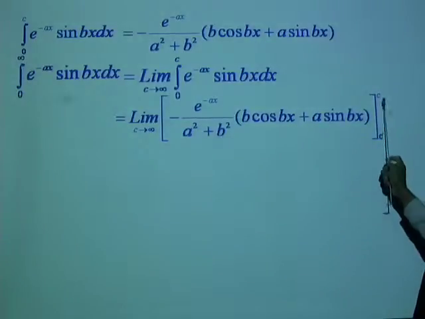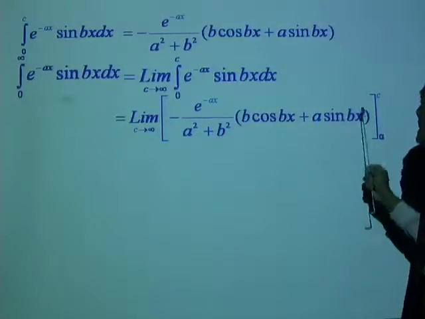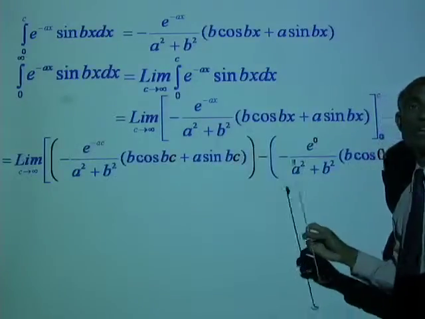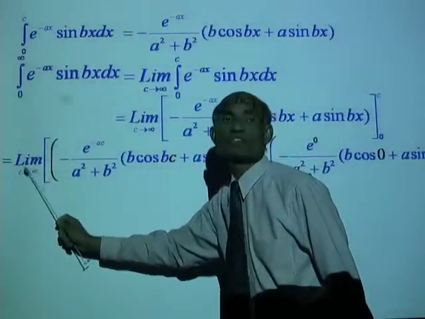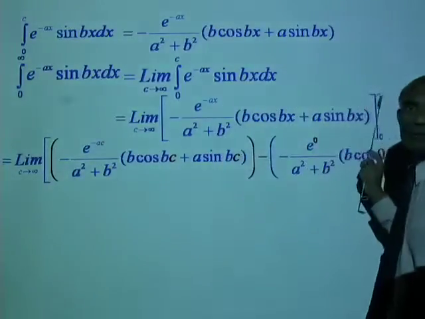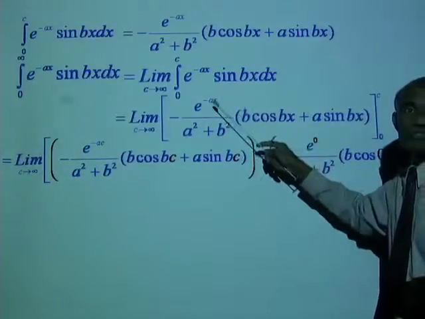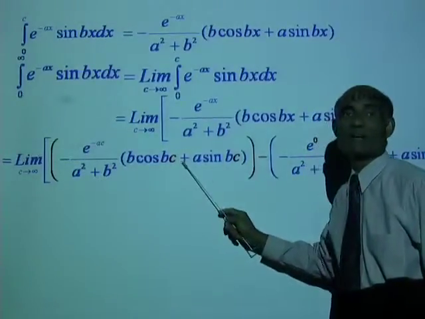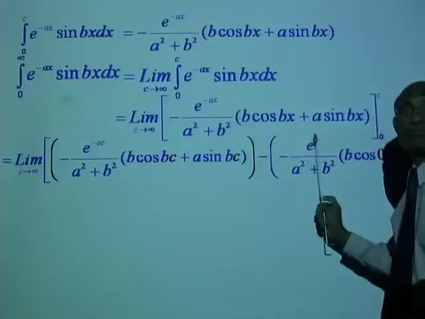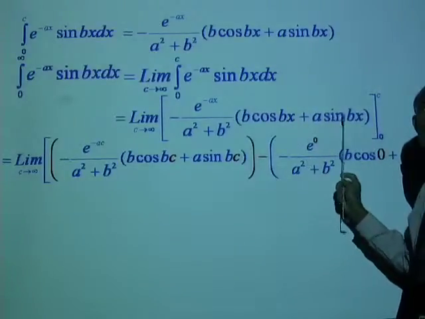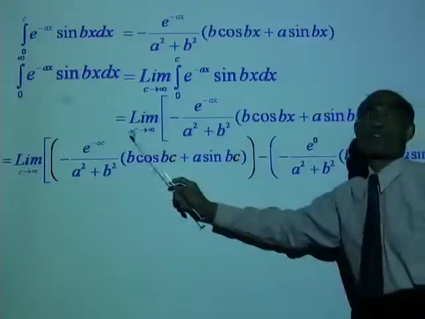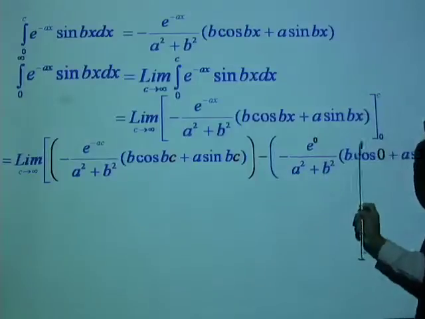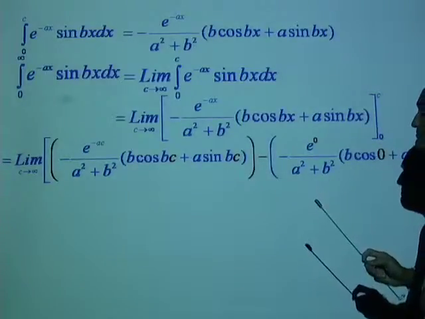Now the lower limit is 0, the upper limit is c. So let's now apply the limits. Take the upper limit minus the lower limit. That will be the limit as c approaches infinity. Replace x by c. Wherever you see an x, replace it by c for the upper limit. That's what I've done here. Minus, wherever you see an x, replace it by 0 there. So you replace x by the upper limit minus replace x by the lower limit.